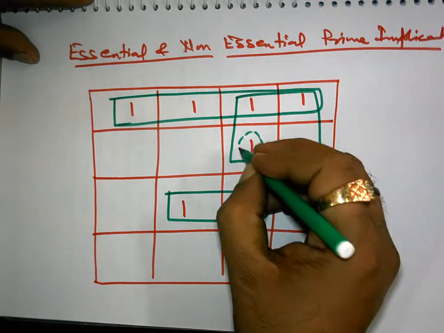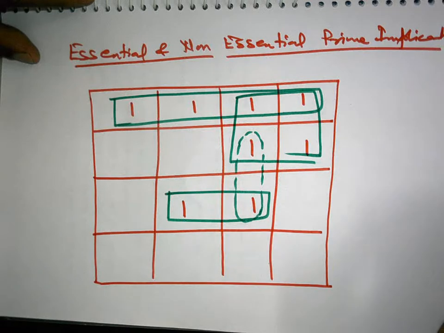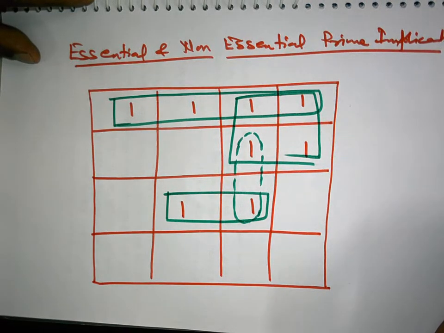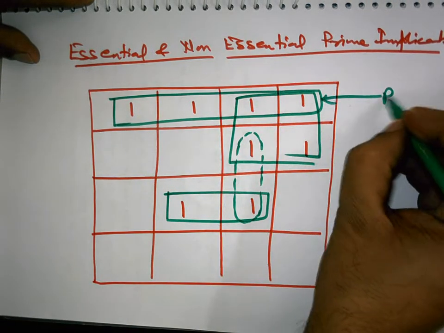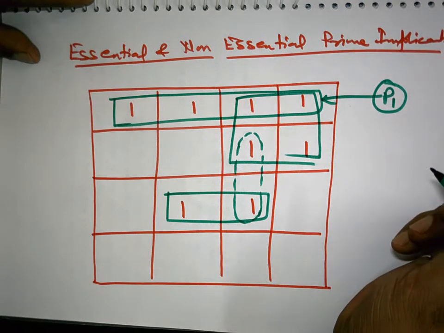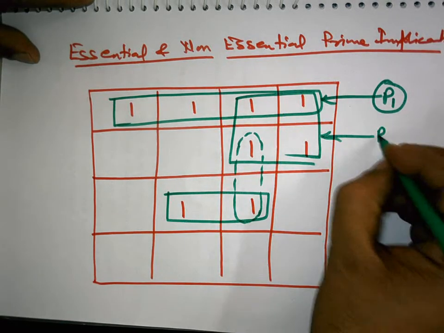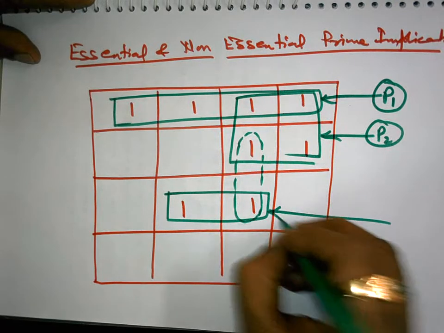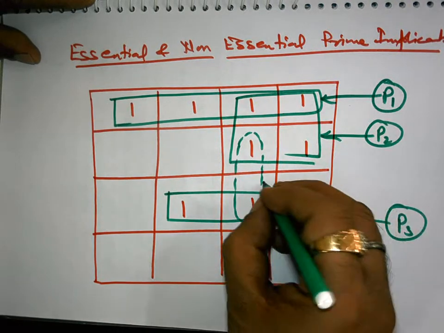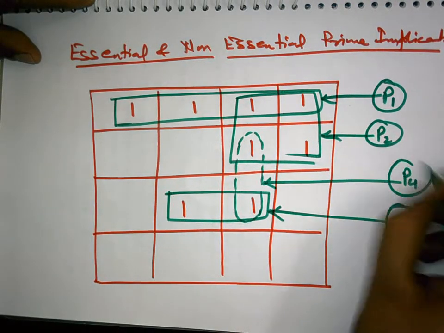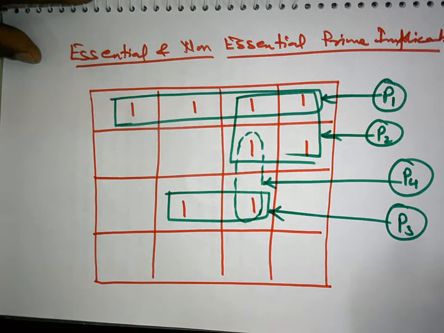This may also be a prime implicant. Suppose this I say to be prime implicant number 1, this prime implicant number 2, and this prime implicant number 3. What about this? This is a non-prime implicant. Why? Because it does not contain any fresh one. A group must have at least one fresh one.